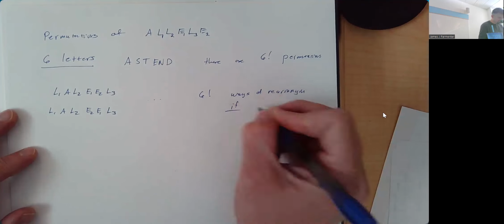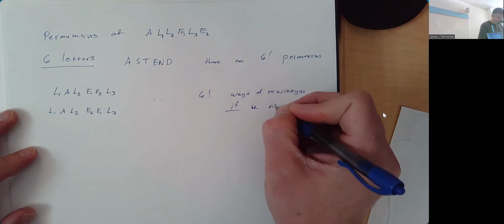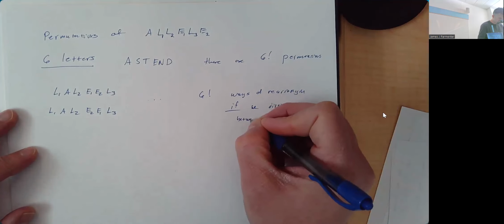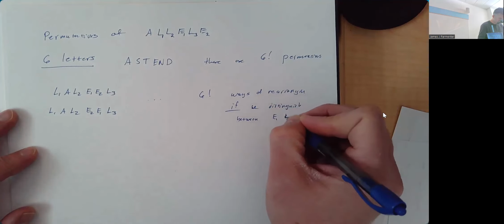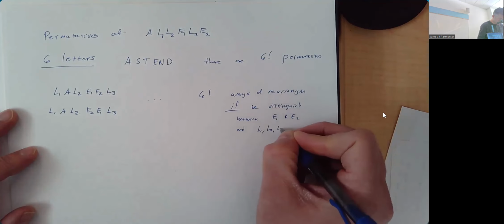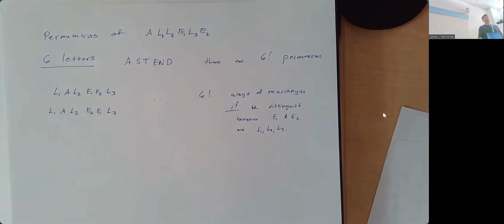If, it's a big if, we distinguish between E1 and E2 and L1, L2, and L3. Okay, but here's the point. We're not going to distinguish between those letters, right? You're not writing words and saying the first L in this word is L1 and the second L is L2. You're just writing some L's.